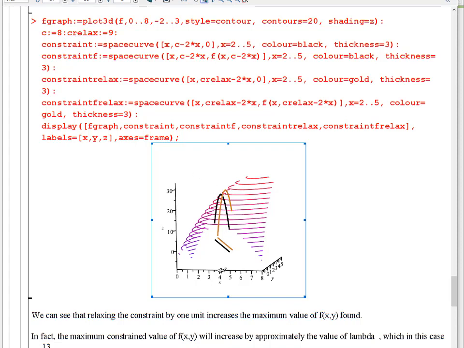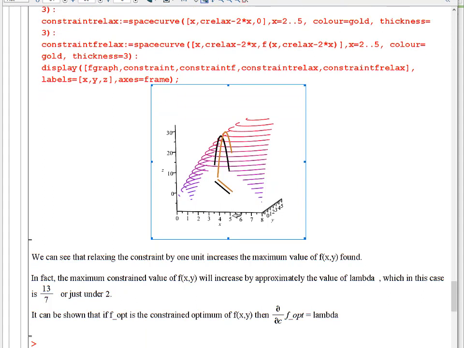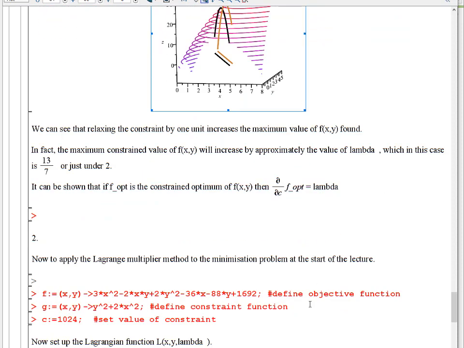And in fact, it turns out that lambda gives you the linear estimate of how much that increases by. It's actually the derivative of the increase of the maximum every time you increase the constraint. So the partial derivative of the maximum by the constraint. So like this. That's the meaning of lambda.